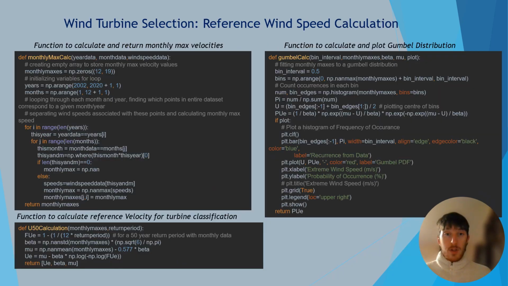I created three functions here. The first one calculates and returns the monthly max wind velocities. The second one here calculates and plots the Gumbel distribution, and thirdly, this calculates the reference velocity for the wind turbine classification. So just quickly, to get the monthly max speed, I just looped over every year and month in the dataset. I gathered the wind speeds and then returned the max. I then filled up an array of the monthly maxes, which I'll show in a few slides.